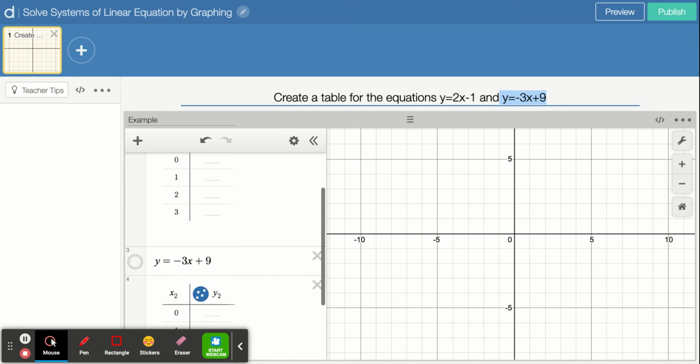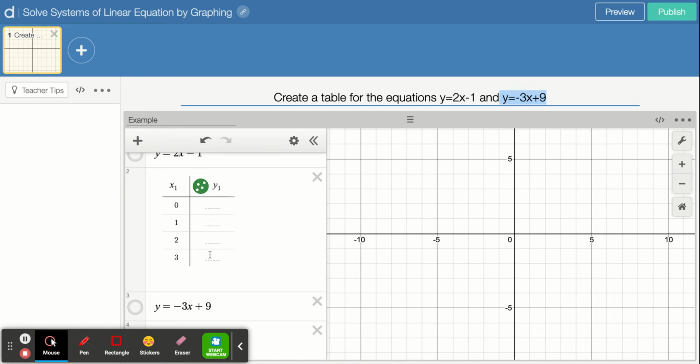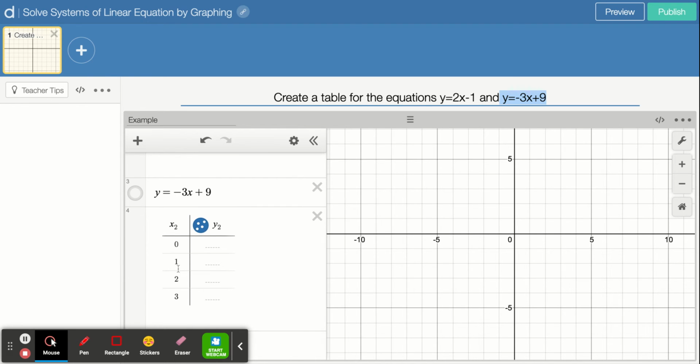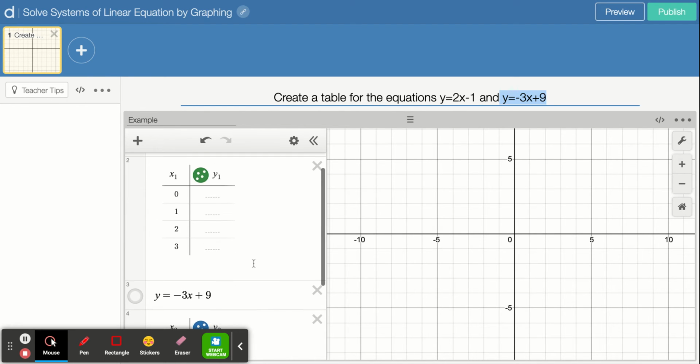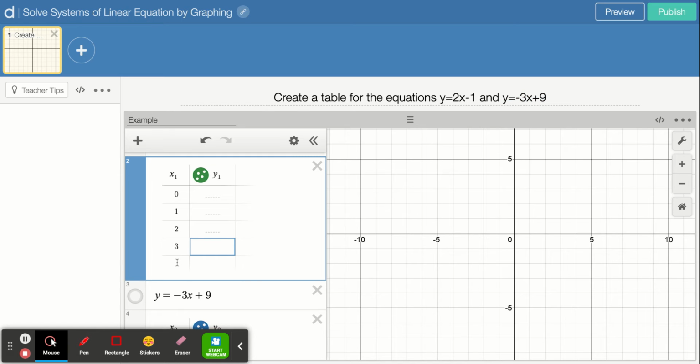Our first step to graph both of these equations is to create a table for them. So again, you're already given the numbers 0, 1, 2, 3. If you choose to make another number, please feel free to do so. You can always come back and add to these rows. But at the very least, I want y'all to graph with these 4 numbers.